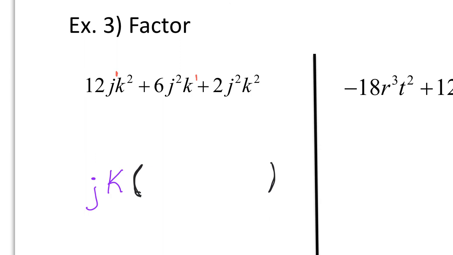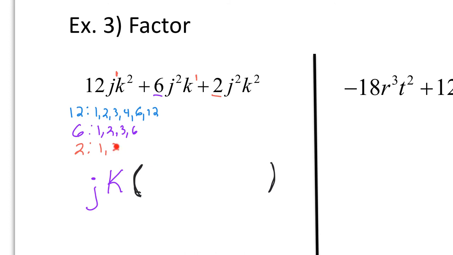Now, for the numbers. We do have 3 different numbers. So I'm going to start with the 12. I'm going to do the list here to show you how to find the greatest common factor for 3 numbers. But it's the same idea. For the 12, you need to find the factors: 1, 2, 3, 4, 6, and 12. For the 6, it's 1, 2, 3, and 6. And for the 2, right here, 1 and 2. Those are the only factors for the number 2.